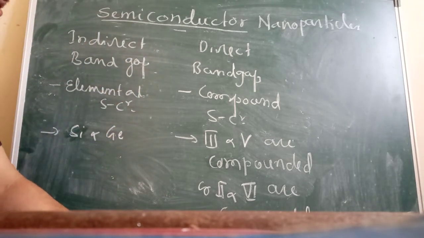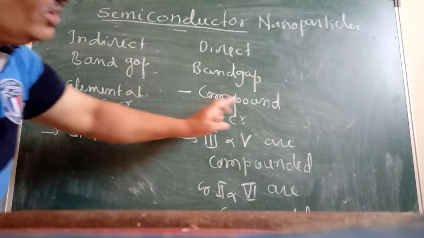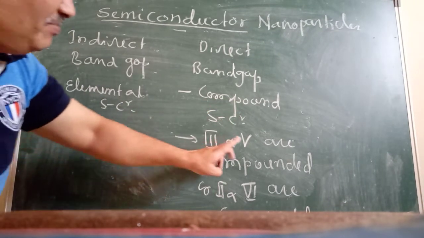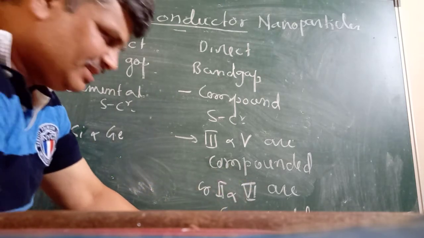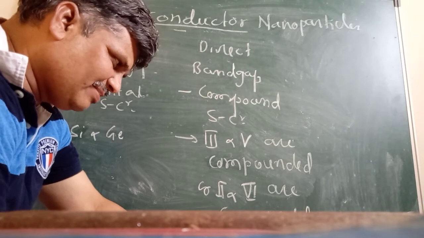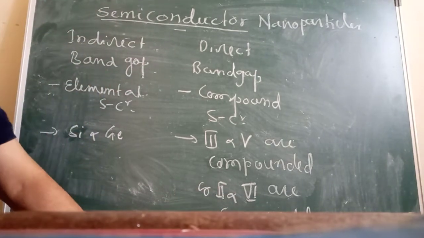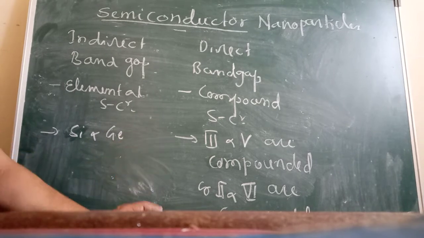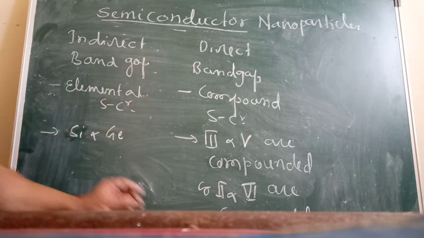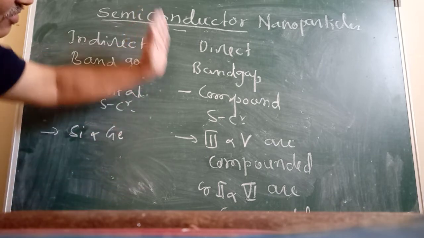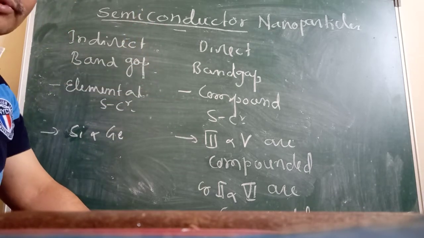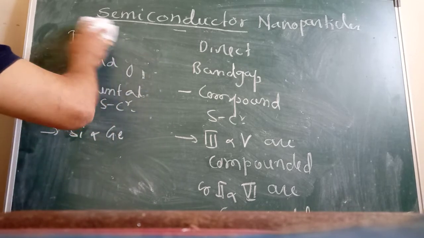Finally, from this you come to know that the total becomes 8. So 3 plus 5 is 8, 2 plus 6 is 8, and this is 4 and 4, which is 8. So there are different classifications in the case of compound direct bandgap semiconductors. Now there are silicon and germanium as well. So what is the use of these direct bandgap semiconductors?